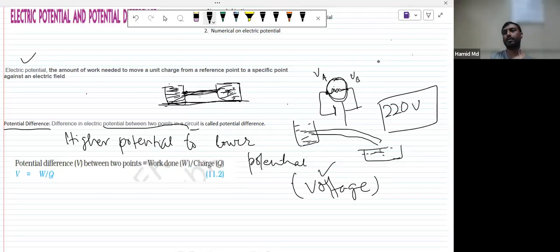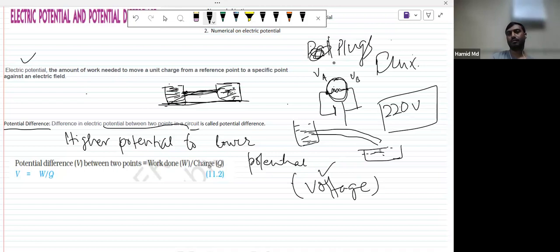It's in flux and all. Flux? No, it's nothing to do with flux. Plugs. Yes, this one. What is it? Charges and all, sir. Wires and all.